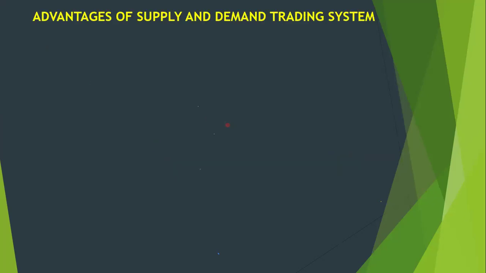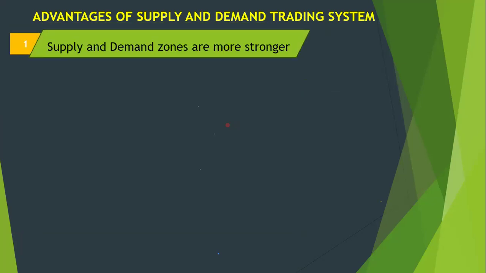So number one, let's talk about the advantage of supply and demand trading system. One, supply and demand zones are stronger. The type of trading system we are using is an institutional supply and demand trading system, okay? So whenever you spot the demand or supply, this area is known as a very strong area where you can either buy or sell such currency pair.